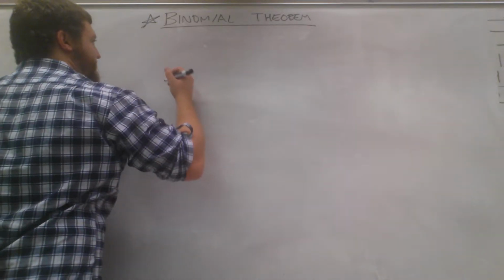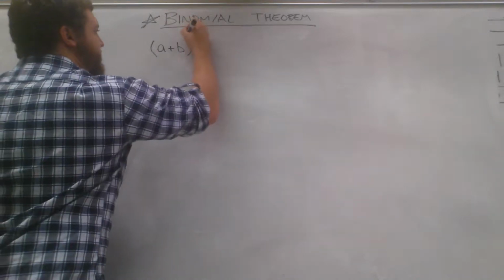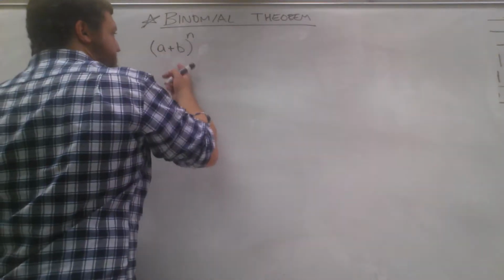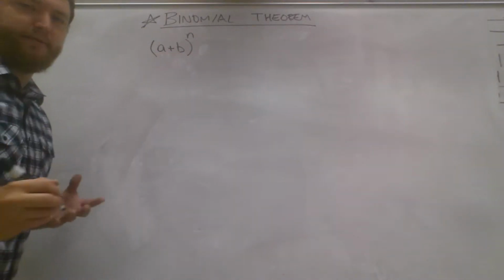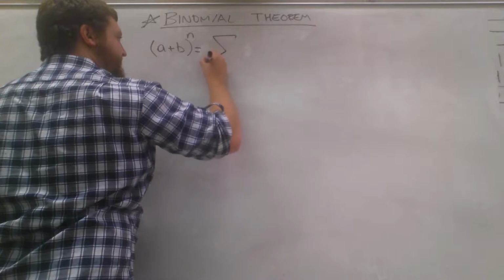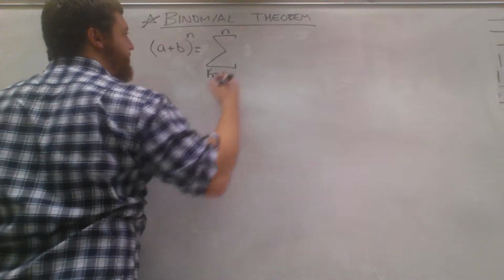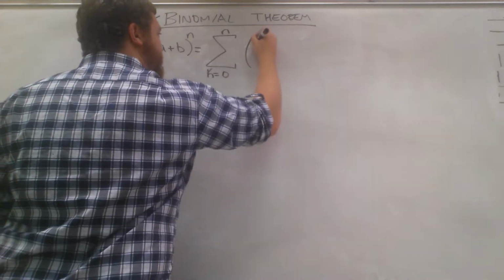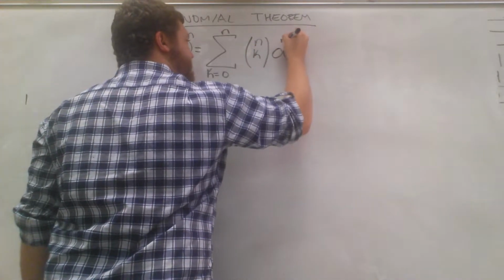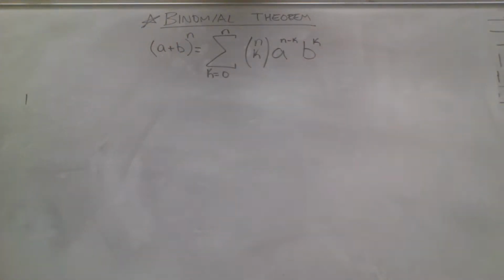So binomial theorem, I'm going to give you the formula. So let's say we're trying to solve a plus b to the n, okay? So this could be x plus 2 to the 5th power, or y plus 4 to the 3rd power, okay? So these are just letters representing numbers. The way I solve that is this ugly formula, okay? Sigma, k equals 0 to n, of n choose k times a to the n minus k times b to the k power. Okay, once you write that down.